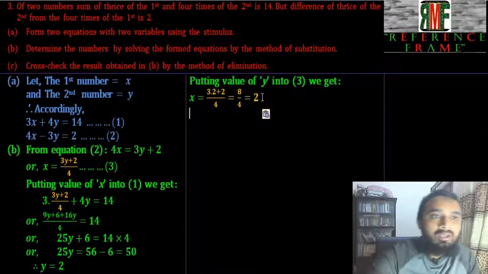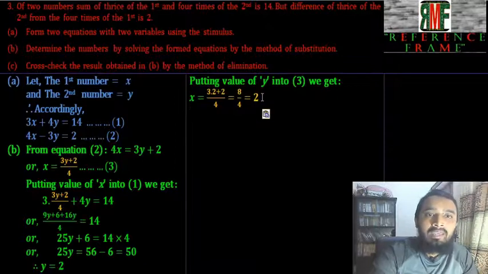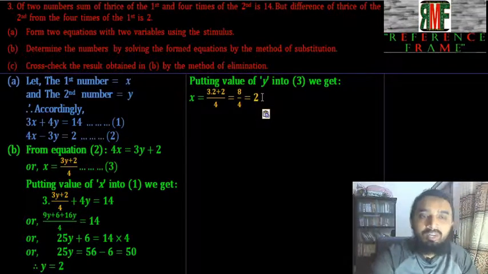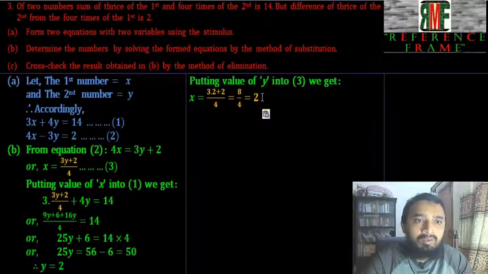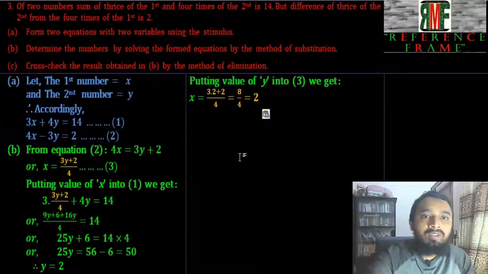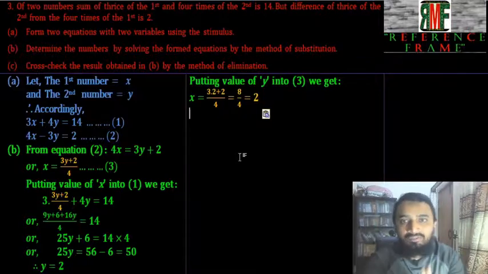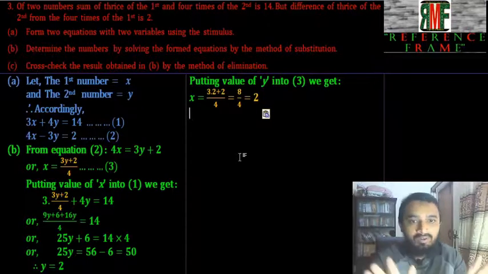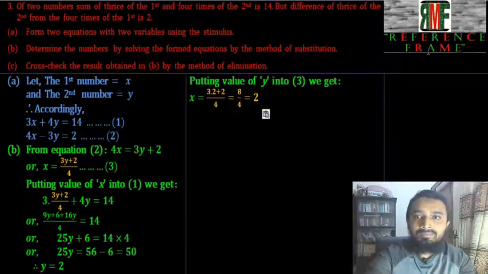Okay, now in question C, we are asked to cross-check the result obtained in B by the method of elimination. That means we were asked to solve these two equations, equation 1 and 2, by the method of elimination, and after that if the results obtained in B and the results obtained in C are the same, then our math is done. Okay, so let us move to part C.